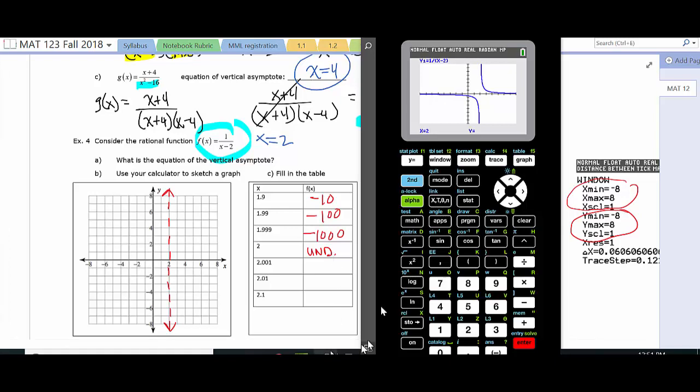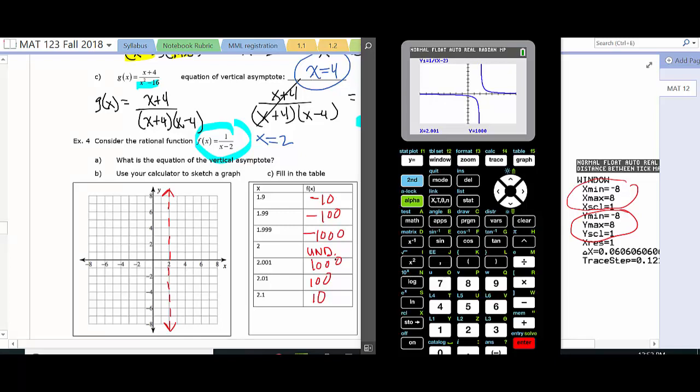Keep doing it. Now let's go to 2.1. It doesn't matter what order you put that in. That's 10. 2.01 is 100. And 2.001 is probably going to be 1,000. If that's not working for you, just see me after class, because you have to get everything in your graph and learn how to use that trace button.